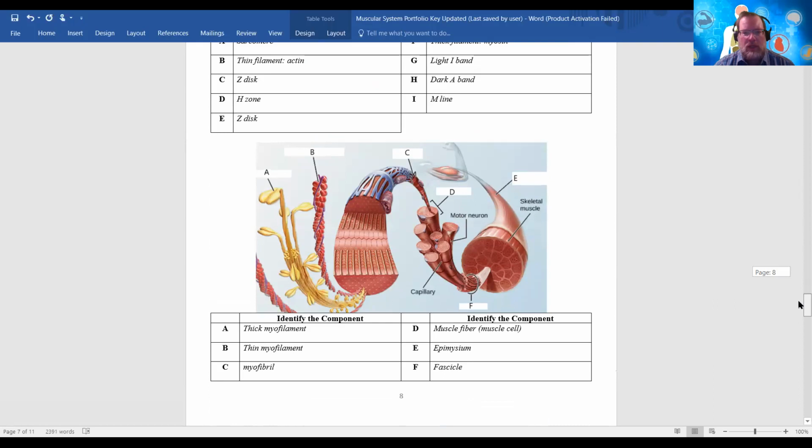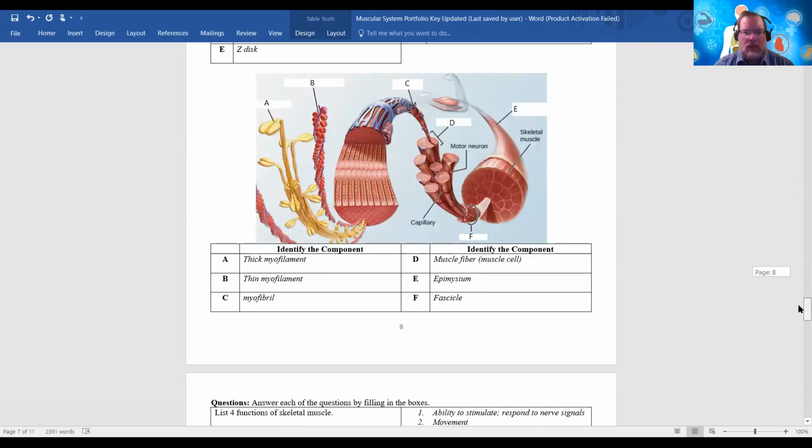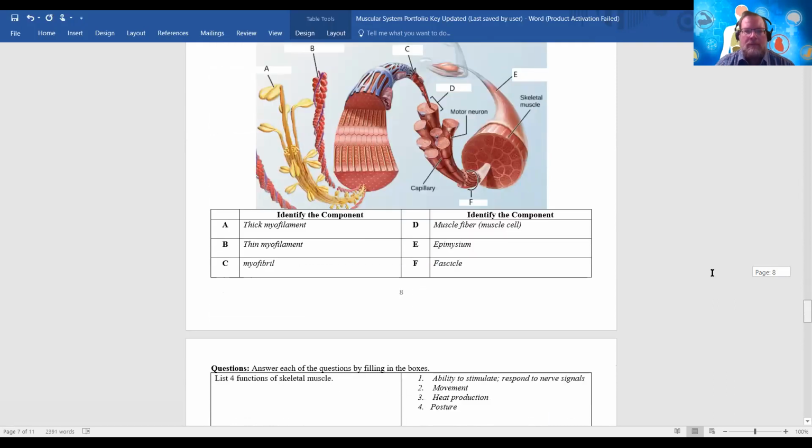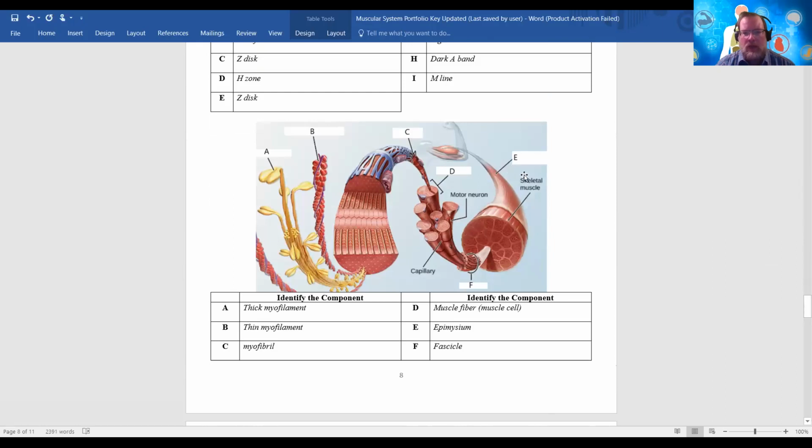Okay, so those are the main identifiers that I was looking for those muscles. You guys didn't have to do anything with M lines or H lines. I believe you had this one, letter E we'll start with. That's the epimysium. And it's also continuous with a tendon as well as fascia.